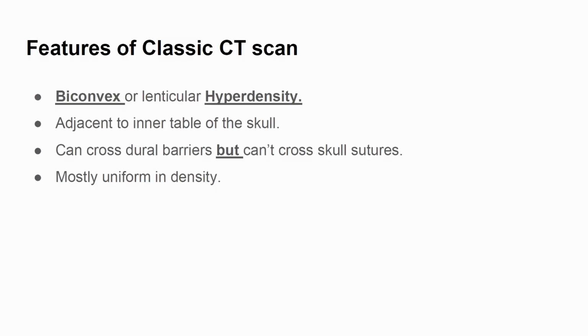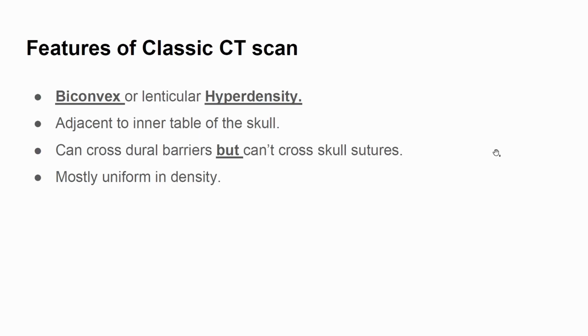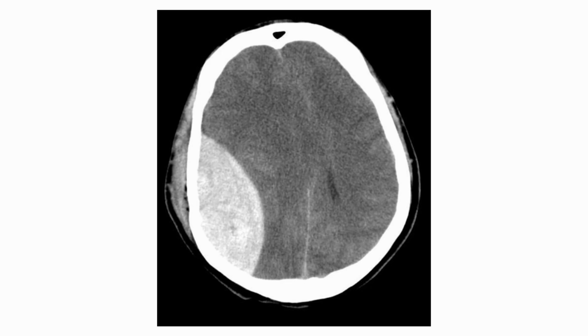And the third thing is it can cross the dural barriers, as we saw here in this picture. It crossed the tentorium cerebelli here, the white area, but it cannot cross the sutures. That's what makes it biconvex in shape. Okay, and the last one, it is mostly uniform in density, because it is all acute blood, and acute blood will have the same density, the same color.